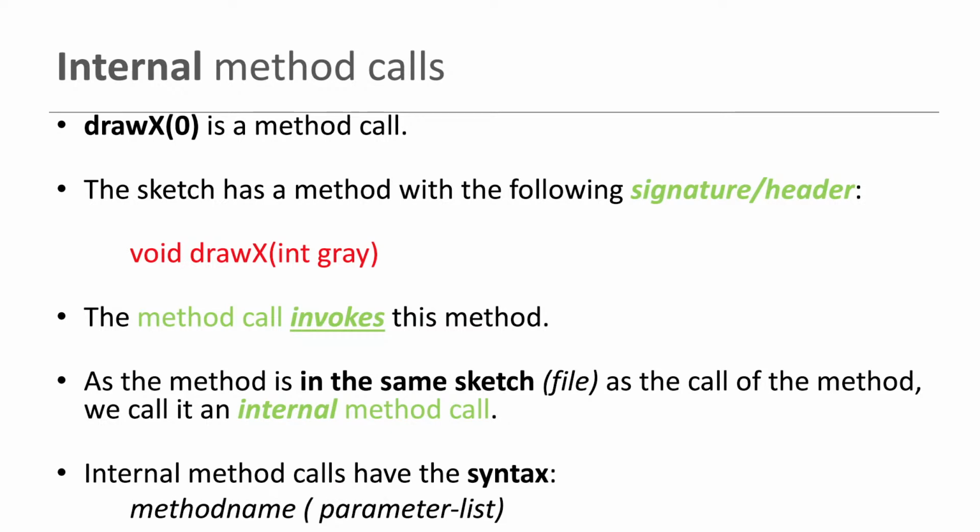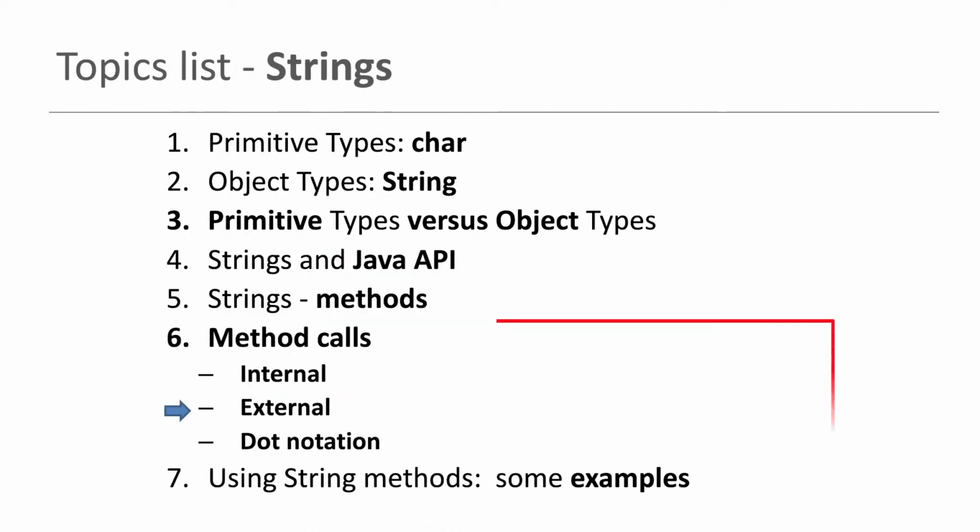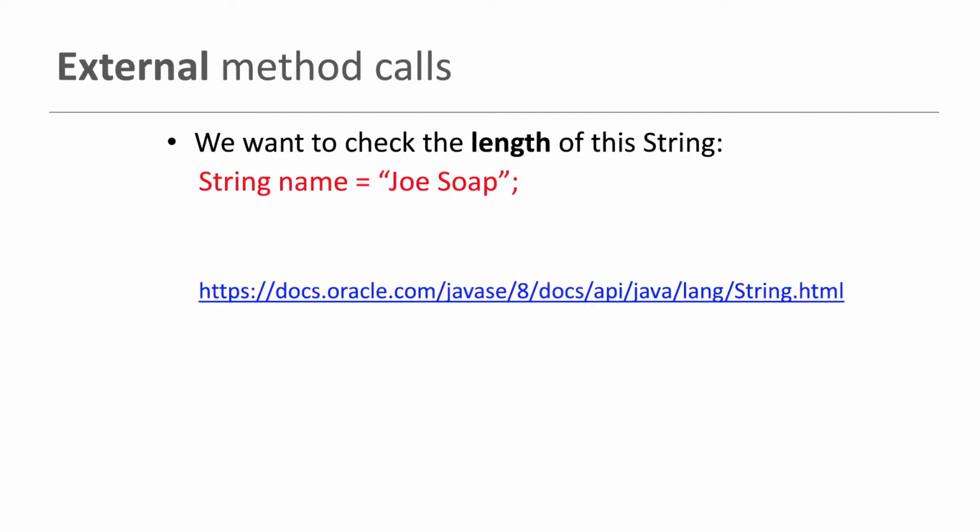Internal method calls have the syntax methodName(parameter list). That's how you call a method. Okay, as I said, a bit of vocabulary really going on here. So we're just working our way through this vocab and theory. External method calls then. This is where we want to move to. We want to check the length of this string. So we have a variable called name, which is an object variable of type String, and it's initialized to Joe Soap.